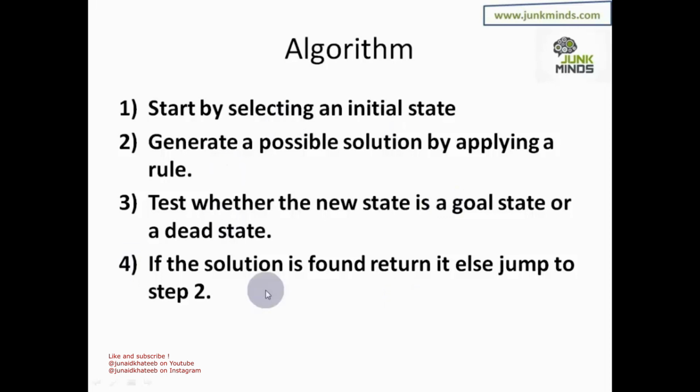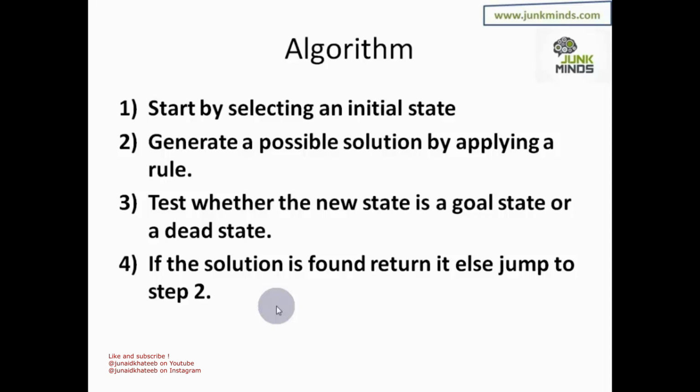Obviously, at some stage, either I'll find the goal state and I'll stop there, or maybe I'll come across a situation where I've used up all the rules and the desired state is not yet found. That is where I'll report a failure. So this is what your generate and test algorithm is.